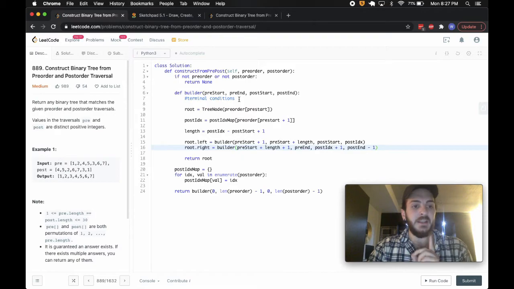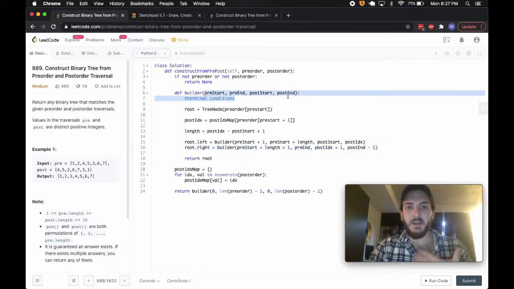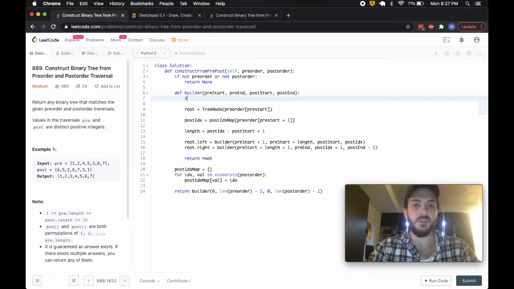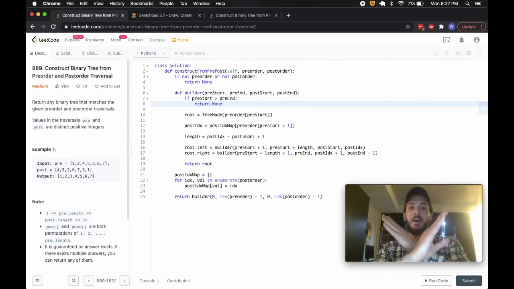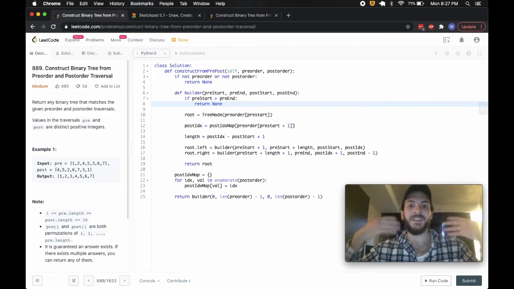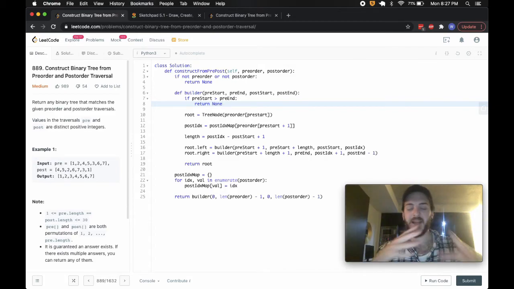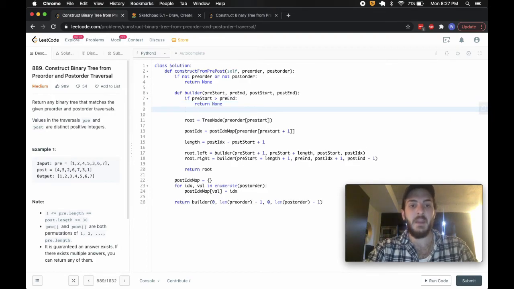The only thing I haven't done yet is the terminal conditions, and so I wanted to get a bit acclimated to the use of these variables, and I think now the terminal conditions make a bit more sense. Namely, if we get something funny, where the pre-start is greater than the pre-end, then we're going to want to return none. So if for whatever reason we make a call, we've crossed over that boundary and we're almost going the opposite way, it means we've gotten to a null node. It's one that doesn't have any subtrees. It's not a node itself, and that's why we're just going to return none here.